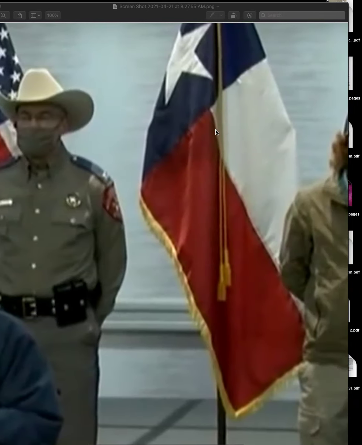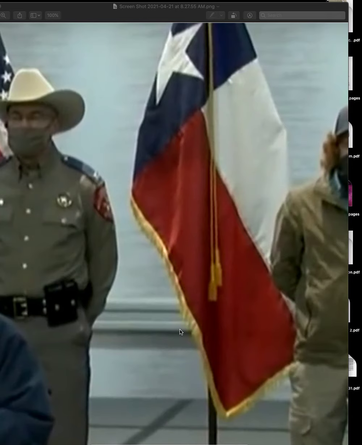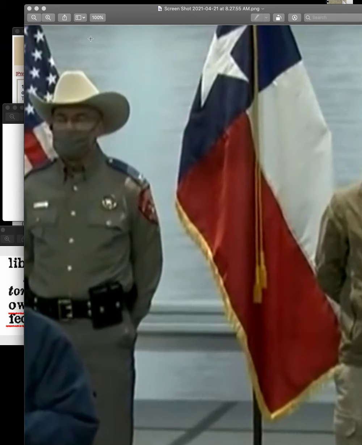Here we have the governor of Texas. He's also speaking in front of a flag with gold fringe, and it has fringe on the bottom. This is a gold tassel. And then the Texas flag also has fringe and a tassel. So there's some controversy as to what this all means.